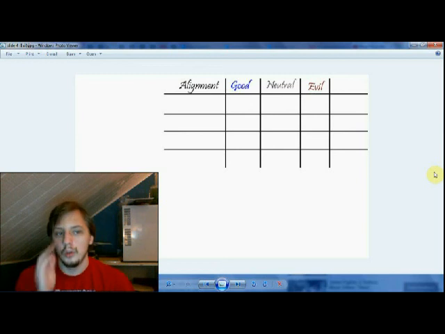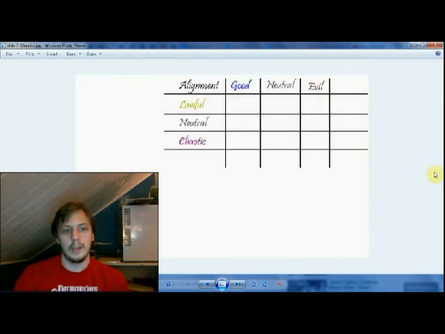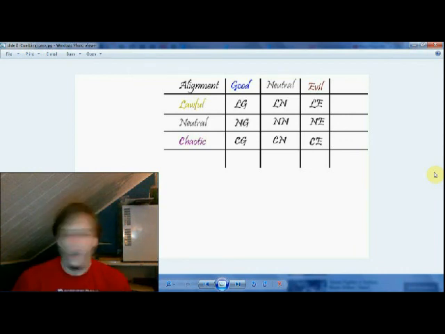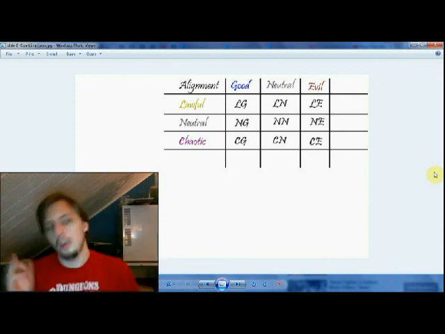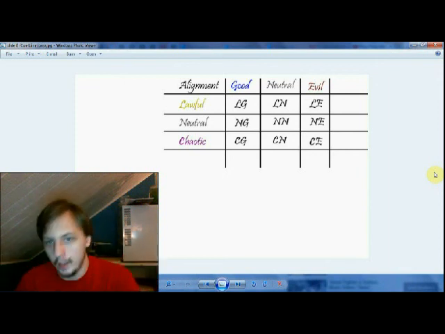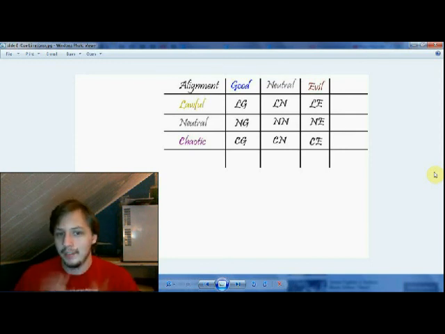Now, both of these together create your moral alignment, and when you create all of them together, you get a bunch of different ones. So you never have someone that's just good or just evil. They also are either lawful, neutral, chaotic, or something like that. Now I'll kind of try and explain these, because this is where it gets complicated.